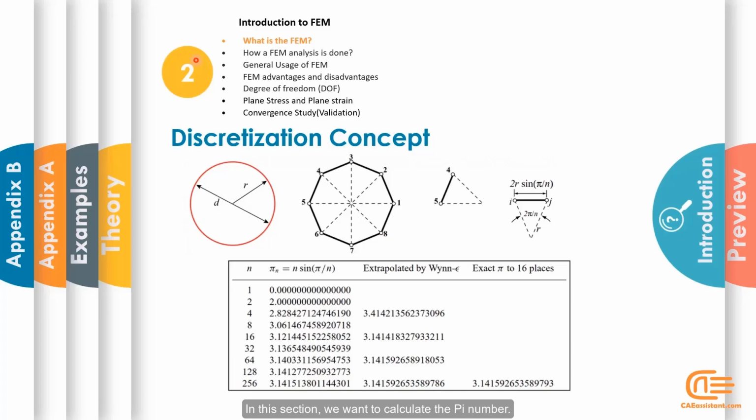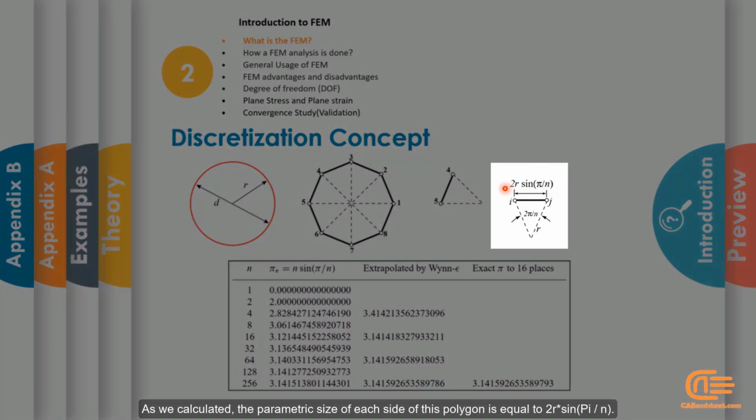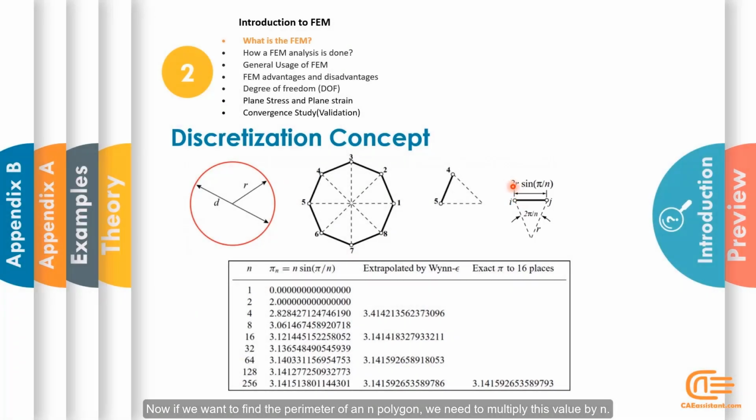In this section, we want to calculate the P number. As we calculated, the parametric size of each side of this polygon is equal to 2r multiplied by sin(P/n). Now, if we want to find the perimeter of an n-sided polygon, we need to multiply this value by n.